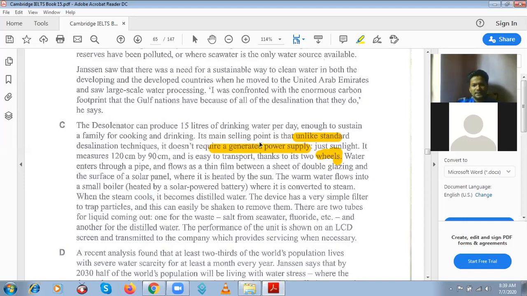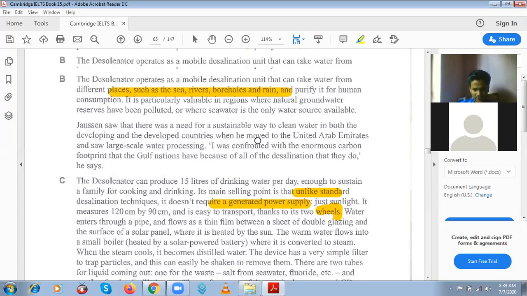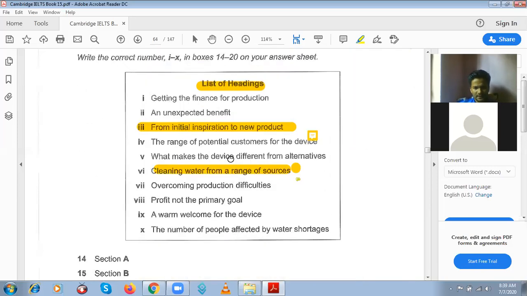Its main selling point is that, unlike standard distillation techniques, it doesn't require a generated power supply. It is different from others. Let's see the options: a warm welcome for the device, no; an unexpected benefit, no; the range of potential customers for the device, no; what makes the device different from alternatives. This seems pretty fine. Did you see this answer? I guess this is the answer.